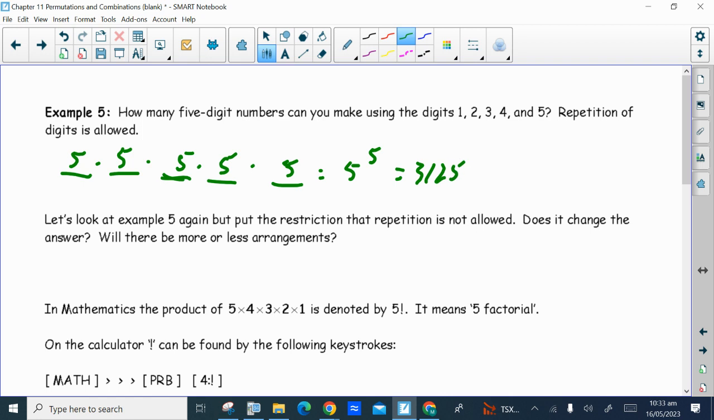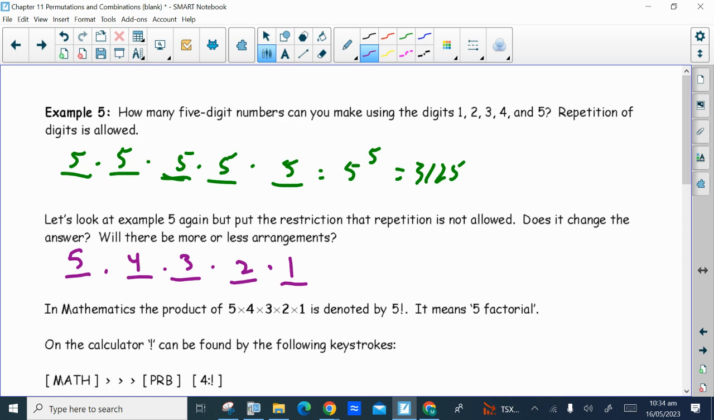What if repetition is not allowed? Does it change the answer? Well, it's going to definitely change the answer, because you'd have 5 choices for the first, and then 4, and then 3, and then 2, and then 1. So there's going to be fewer answers.